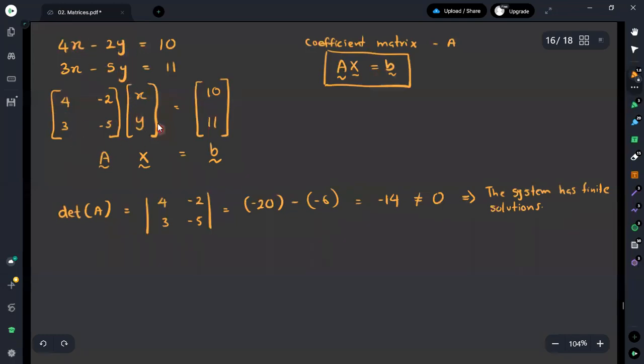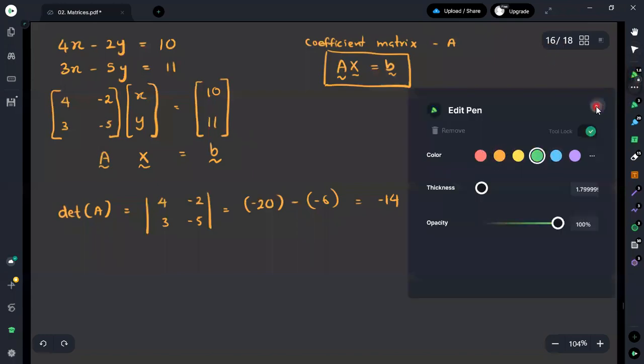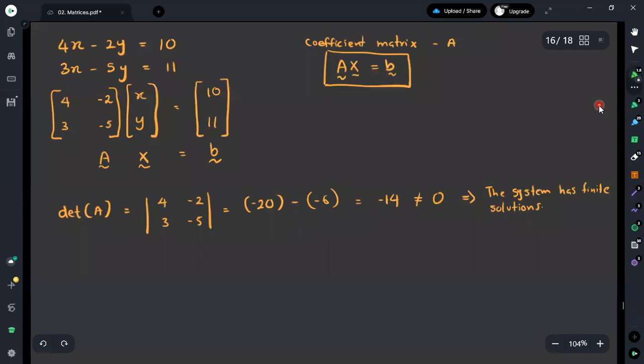If you consider the coefficient matrix, you can see the values 4, -2, 3 and -5. The first column is the coefficients of the x variable, and the second column is the coefficients of the y variable. Now you are asked to obtain the values for x and y separately.